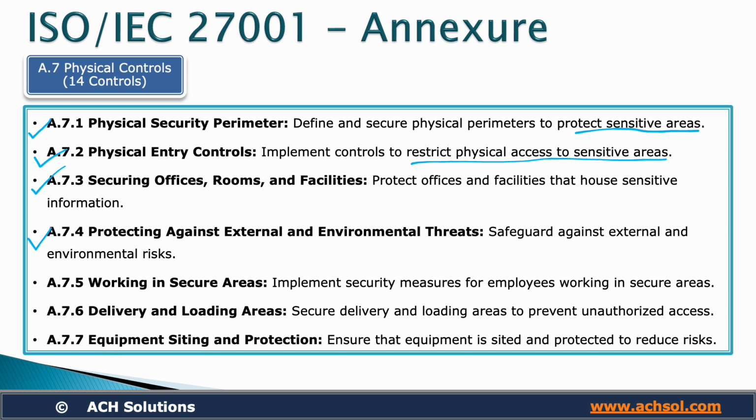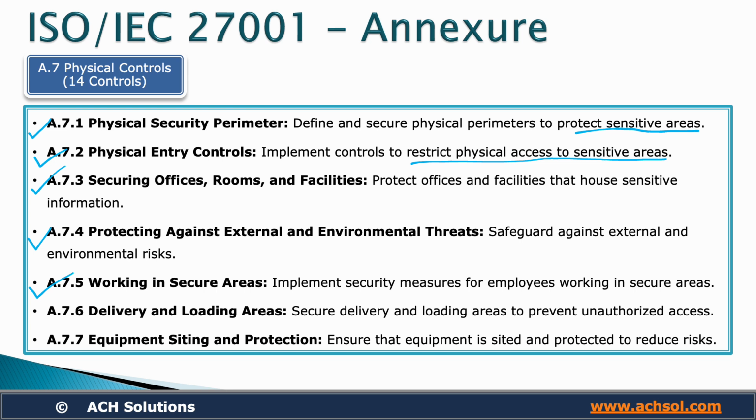The next one is working in secure areas, A.7.5, which asks to implement security measures for employees working in secure areas. I will give an example here. One example to implement this control could be like employee must sign in and out when accessing secure data center. Like there has to be a proper log of who has entered it and when.